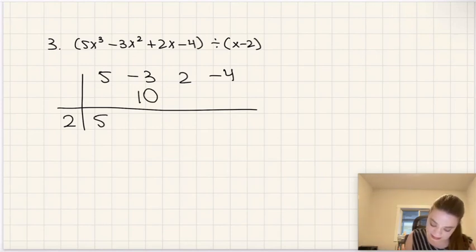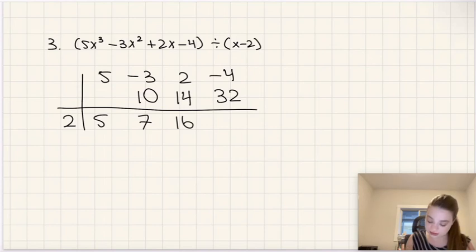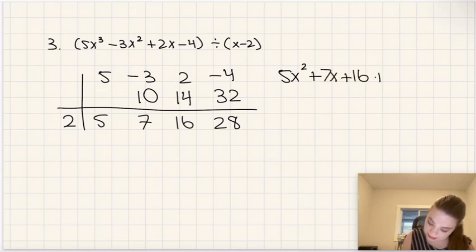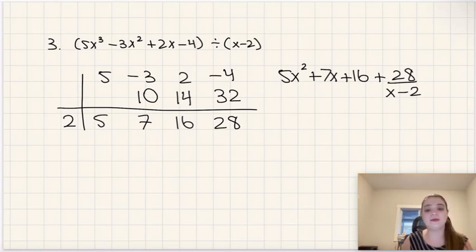-3 plus 10 is 7. 2 times 7 is 14. 14 plus 2 is 16. 2 times 16 is 32. And -4 plus 32 is 28. So therefore our answer is 5x squared plus 7x plus 16 plus 28 over x minus 2. And there we go. All right, well, that's it for that one.